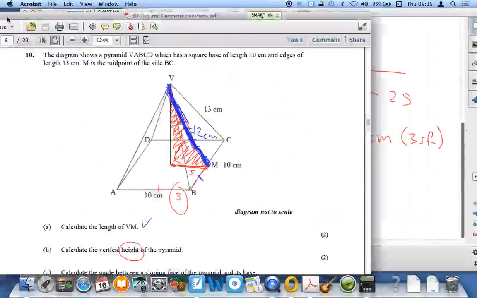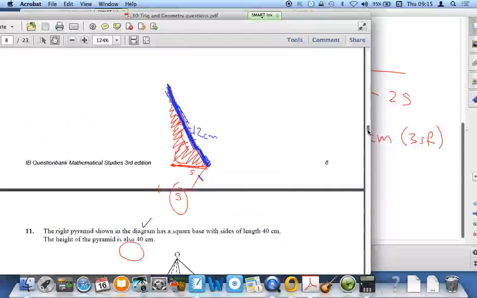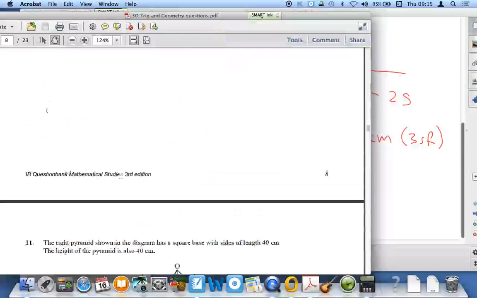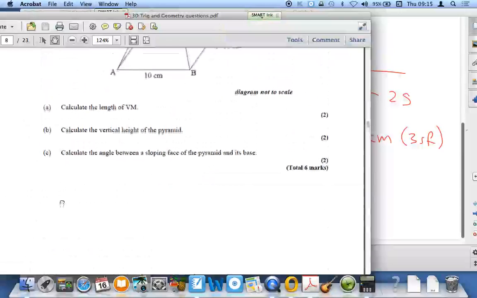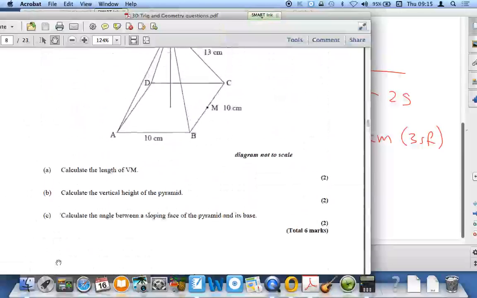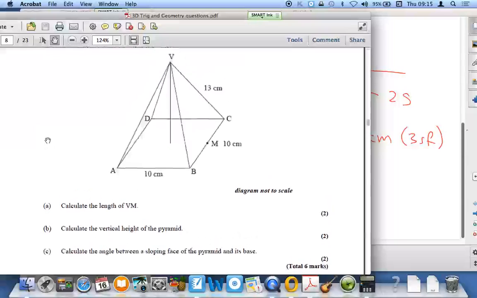Calculate the angle. Calculate the angles. Oh, you can see it. Where are we? Calculate the angle between a sloping face and the pyramid in space. Now, I've taken the triangles away because I want to emphasise for you again, it's one of the favourite questions.